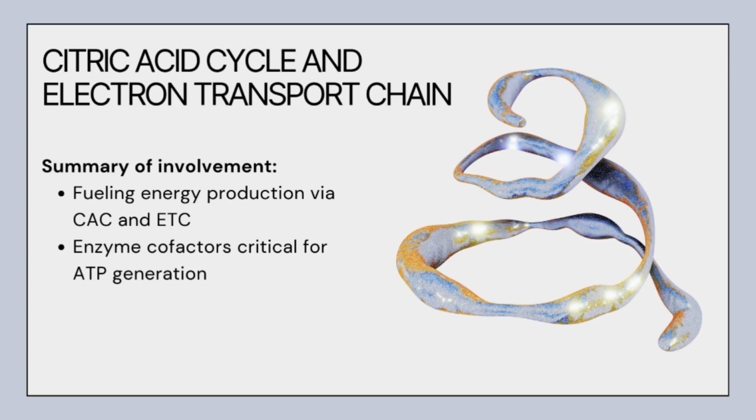Oxygen acts as the final electron acceptor in the ETC, combining with electrons to form water. Together, the CAC and ETC are essential for producing the majority of ATP in aerobic respiration, with each NADH generating approximately 2.5 ATP and FADH2 producing about 1.5 ATP. Enzyme cofactors such as NAD+, FAD, and CoA play critical roles in these processes, ensuring efficient energy production for cellular functions.